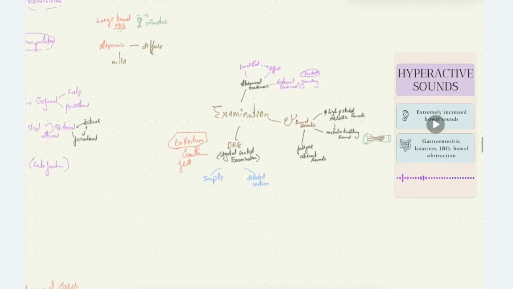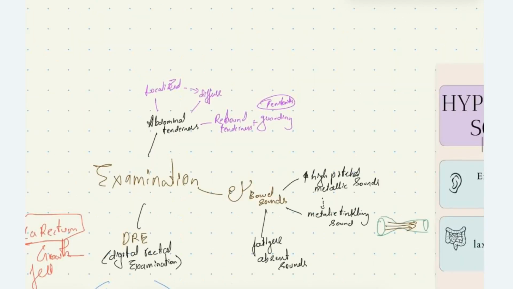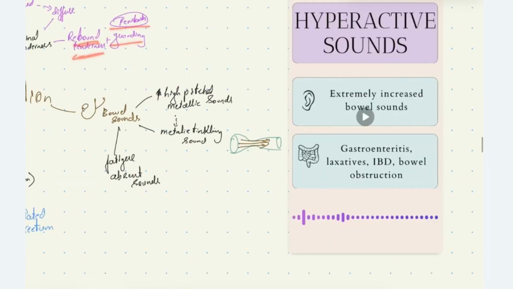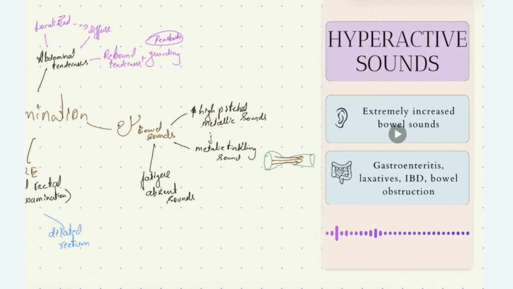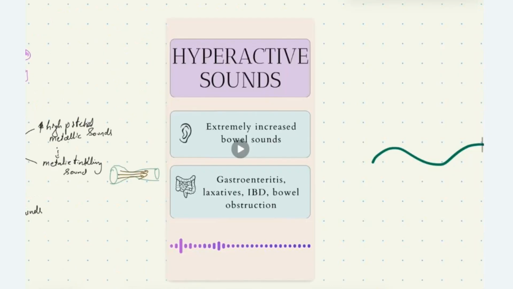Examination findings are abdominal tenderness. Initially, it will be localized. Later, it will be diffuse. If the patient has rebound tenderness and guarding, it suggests peritonitis. The bowel sounds, initially, will be high-pitched metallic sounds due to the vigorous peristalsis seen initially, followed by a metallic tinkling sound, and later followed by absence of sound. Here the high-pitched metallic sound is heard.